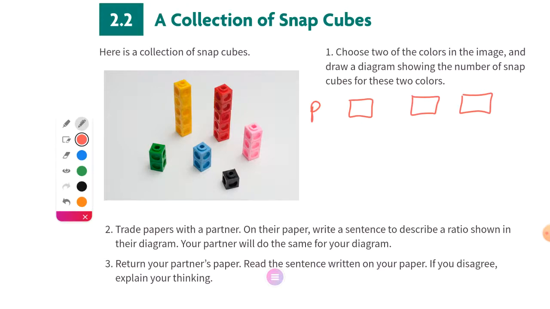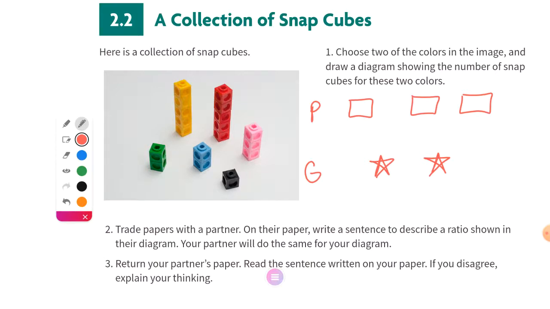Ethan, pick a color. Green. I'm going to put a G. How many greens are there? 2. So we'll put stars for green. 1, 2.